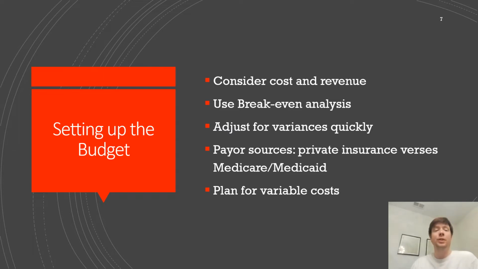Now you have to adjust for variances quickly. So consider how the pandemic brought a halt to elective surgeries. Staff needed to be laid off quickly or financial losses would occur. So when setting up a budget, consider the population being served. A greater ability to accept fewer Medicare or Medicaid patients and more private insurance patients will result in greater revenue.